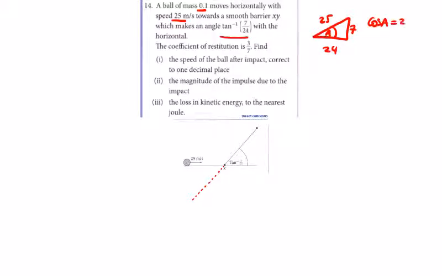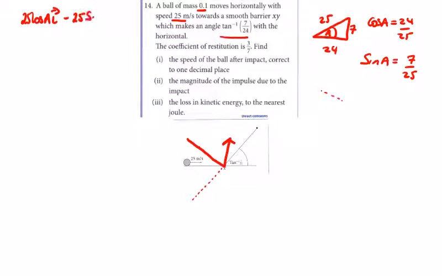So cos A is 24/25 and sine A is 7/25. So my speed is 25, so I have 25 cos A in the i direction, and we imagine it's coming down, hitting the barrier, coming down in a negative direction, and rebounding up in a positive direction. It's probably the easiest way to look at this question. So 25 sine A minus 25 sine A in the j direction.